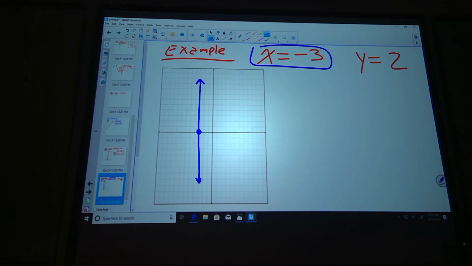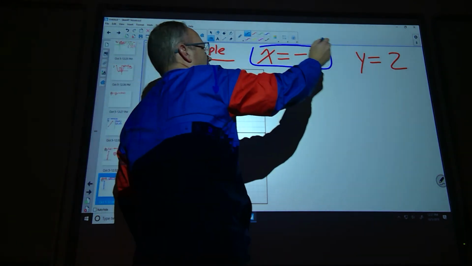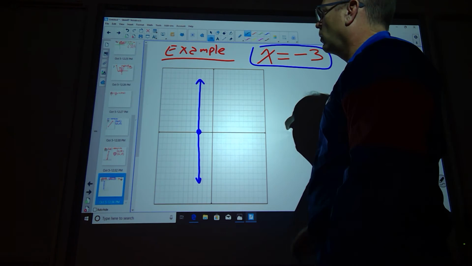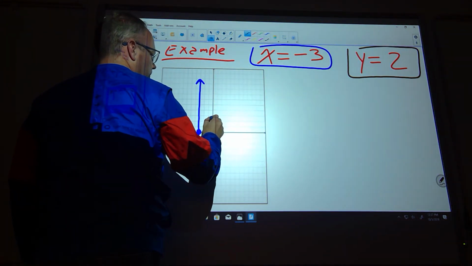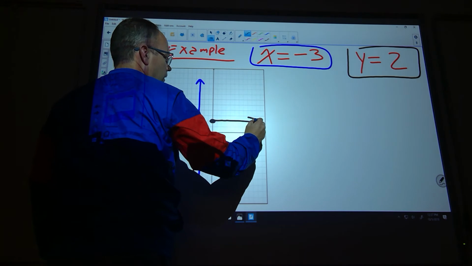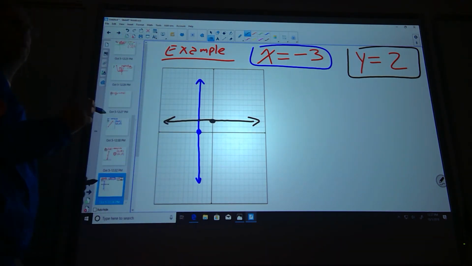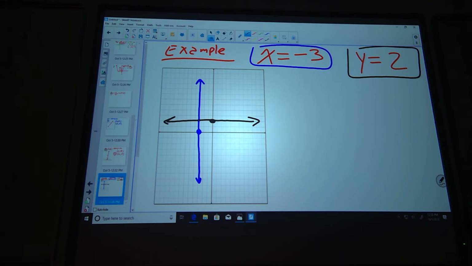So if that one looks like that, what does y equals 2 have to look like? Horizontal. Okay, so I'm going to put my point right here. And horizontal line has what for slope? 0. Is it increasing or decreasing, Oliver? Or neither? Neither. Correct. Okay. That's it. That's all those have to do. Those are special cases.